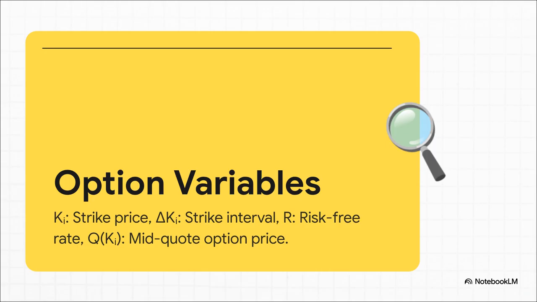Ki is simply the strike price for each option, and Q is its price, specifically the midpoint between the bid and the ask. R is the risk-free interest rate, and that delta Ki is just the gap between one strike price and the next. These are the raw ingredients that we're pulling directly from the market.